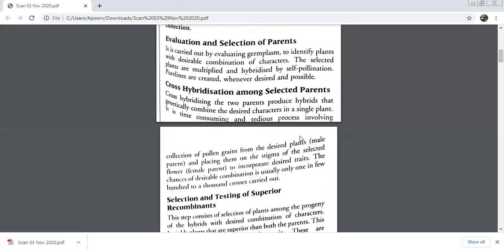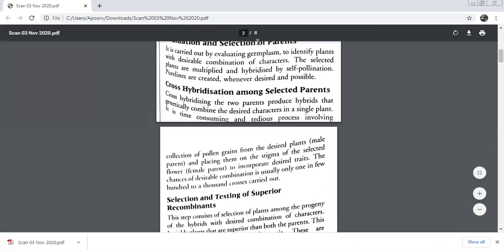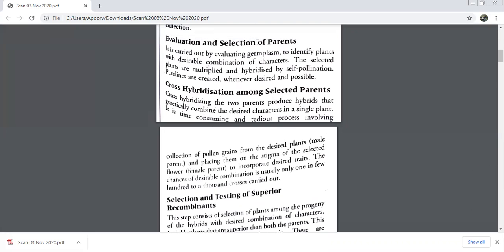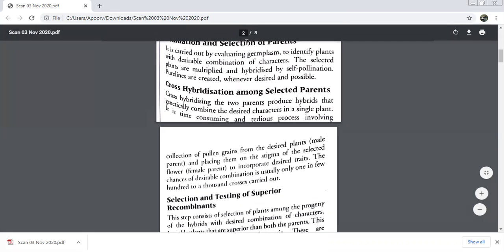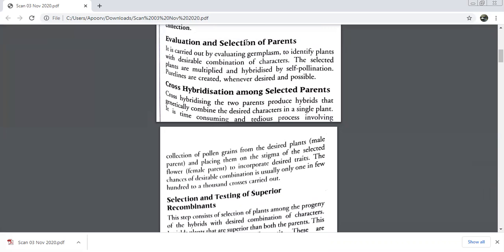You need to read about the next topic, that is cross-hybridization among selected parents. Read quickly about this. Evaluation, selection of parents, cross-hybridization among selected parents. And then I'll tell you how to select and test the superior recombinants.